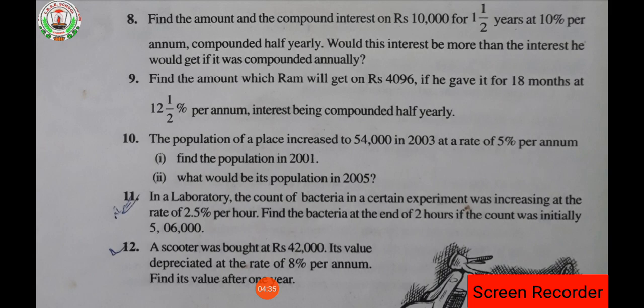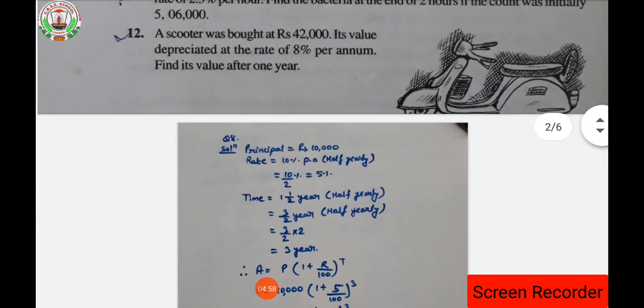The 12th question says that a scooter was bought at rupees 42,000. Its value depreciates at the rate of 8% per annum. Find its value after 1 year. In order to find its value after 1 year, there is one formula which I will give you in the question number 12 solution. Okay, so look at how to solve question number 8.